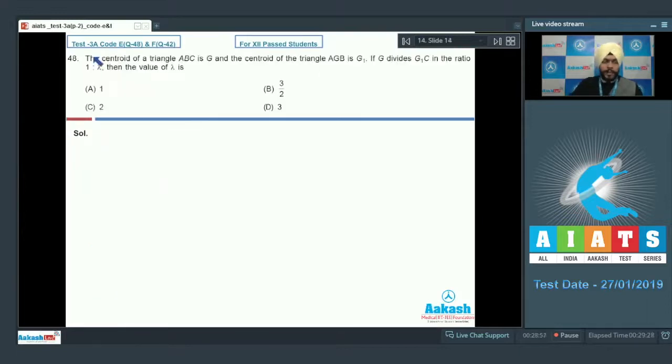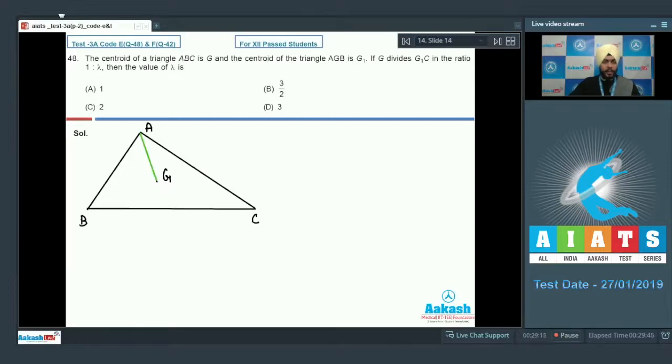Question number 48 says that the centroid of the triangle ABC is G and the centroid of the triangle AGB is G1. If G divides G1C in the ratio 1 is to lambda, then what is the value of lambda? So students, let us have a simple diagram of triangle ABC. This point is the centroid G. We have to find out the centroid of triangle AGB. So let us join these points. And if the centroid of the triangle AGB is G1, I need the ratio in which G divides G1C.